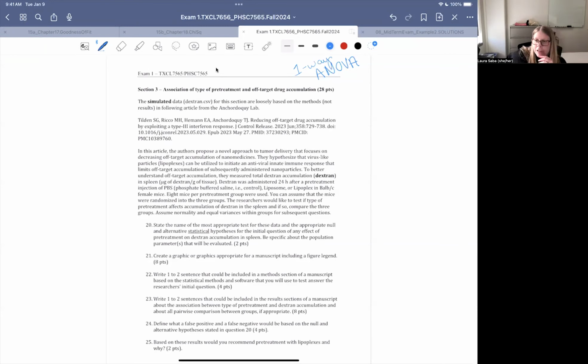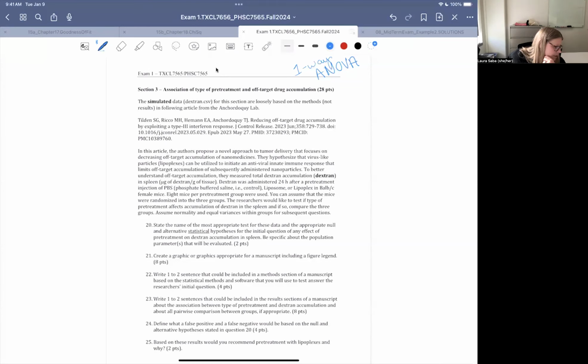For the graphic, I saw a lot of people add tests. So they're adding the brackets and stars or p-values. If you do that, you need to describe what test you did and where the stars or p-values came from. Right.